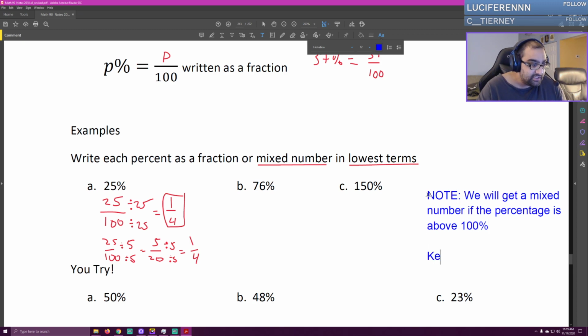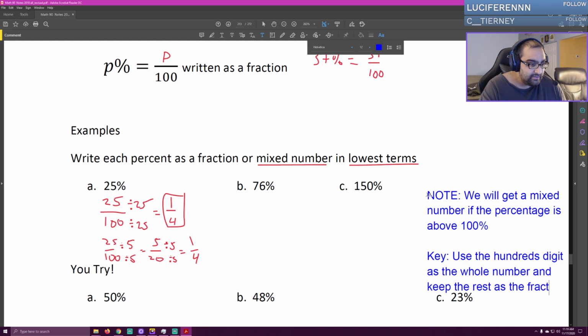Let's talk about the key specifically, though. What's the key to a problem like this? The key to a problem like this is basically use the hundreds digit as the whole number and keep the rest as the fraction. Okay? You're probably saying, whoa, what does that mean? What do you mean by that?